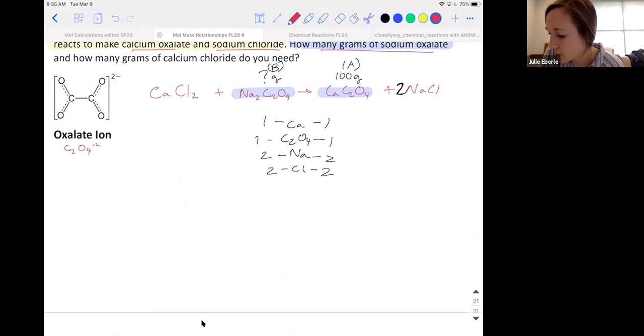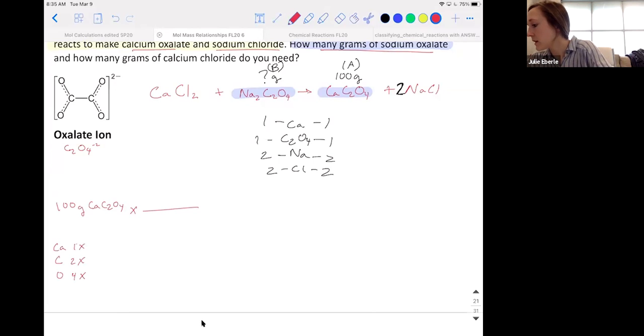So we have 100 grams of CaC2O4. And then we are going to use the molar mass of calcium oxalate. But guess what? We don't have the molar mass of calcium oxalate. We've got to calculate it. So we're going to plug in the molar mass, but first let's calculate it. I have calcium, carbon, and oxygen in this compound. I have 1 calcium, 2 carbons, and 4 oxygens. So can somebody tell me the numbers that we should type for these things?